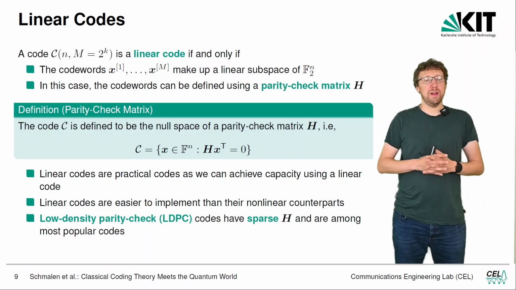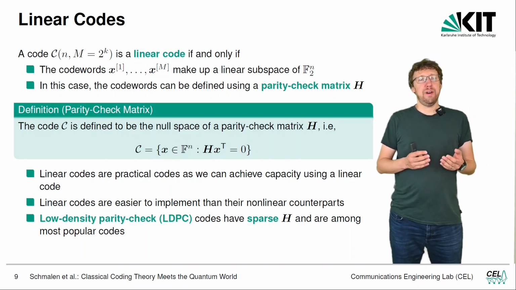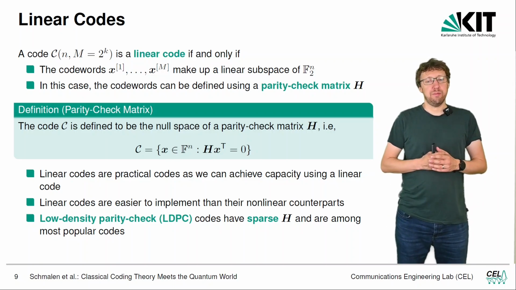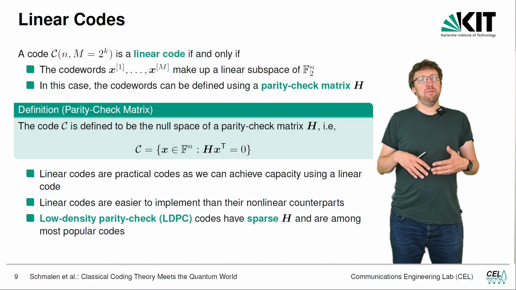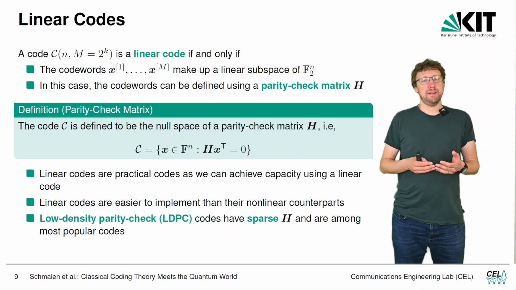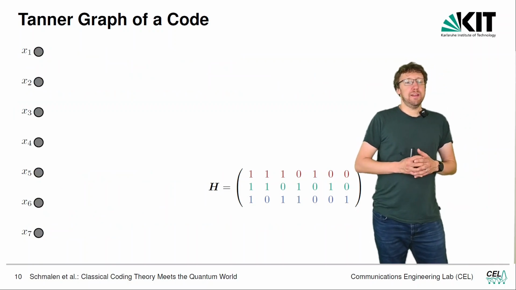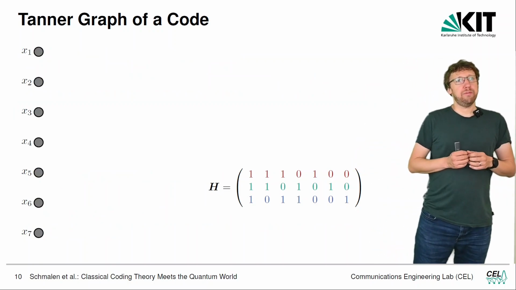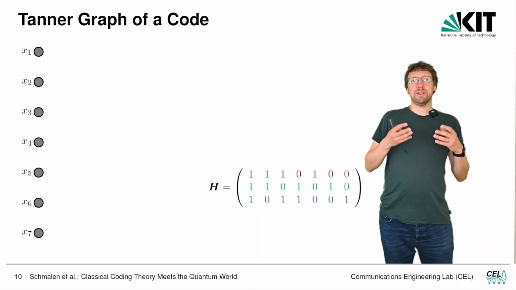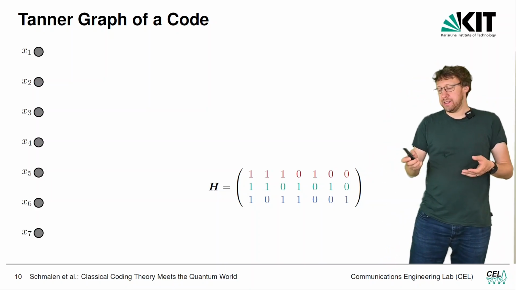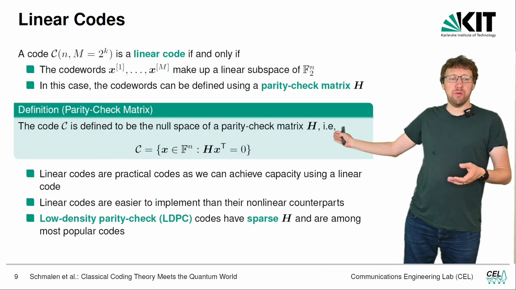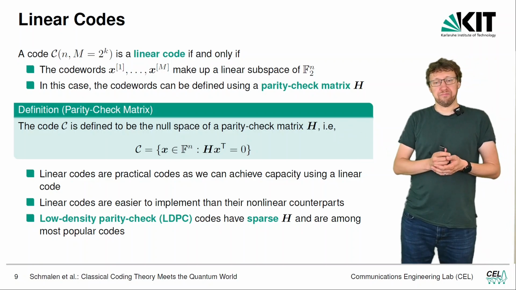And low density parity check codes are defined by a sparse parity check matrix H and are among the most popular codes that exist. We can represent the code by its Tanner graph, and a Tanner graph is just a different way to visualize this system of equations that defines the code.